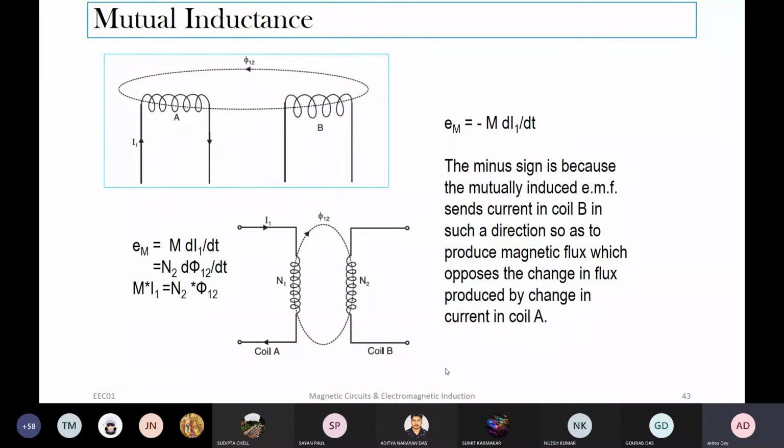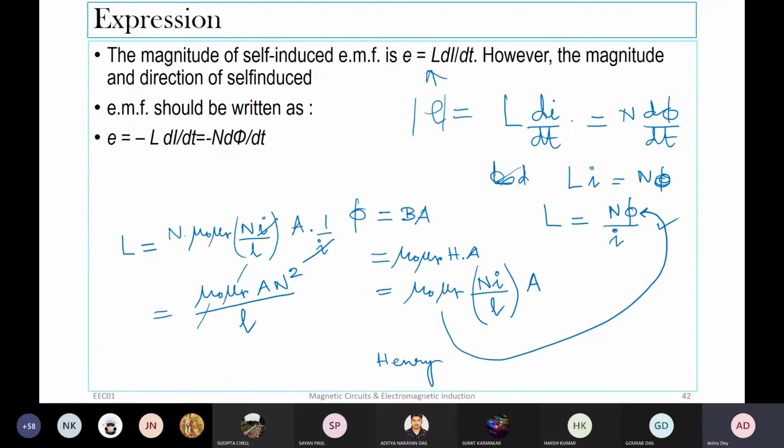So in case of mutual inductance, what happens? Can you show the previous page once? Yes. Thank you, sir.